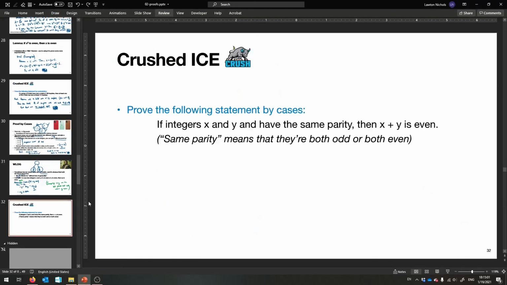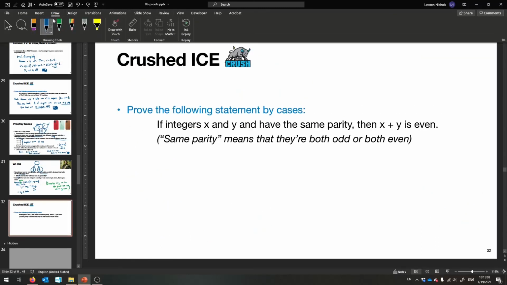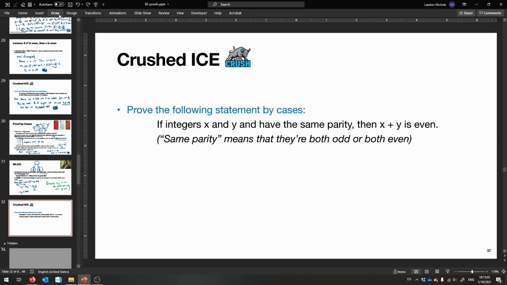And now we're here at the last slide. So this is going to be a proof by cases. Okay, so I want you to prove the following statement. If x and y are integers that have the same parity, and what that means is they're either both odd or they're both even, then x plus y is even. Okay, so give that a shot, and then we'll come back and do it together.